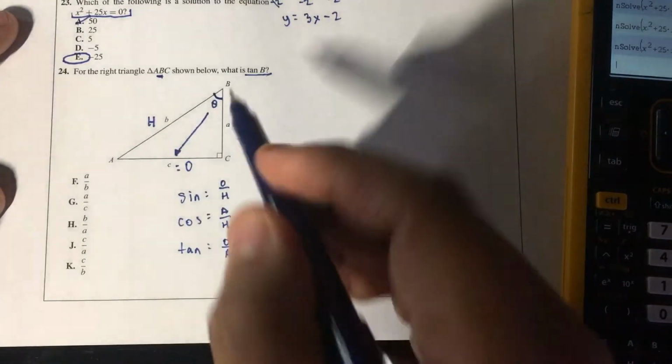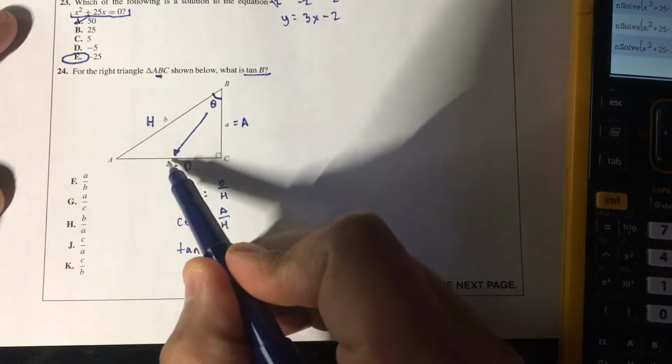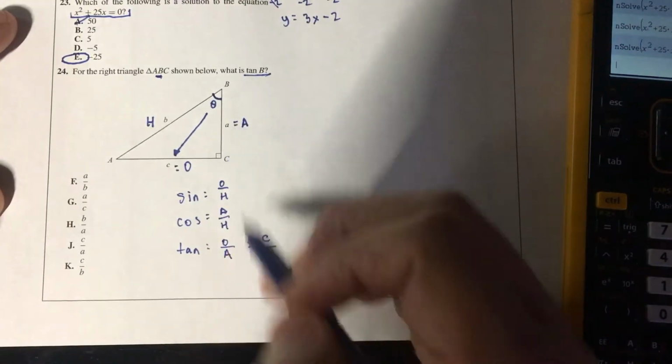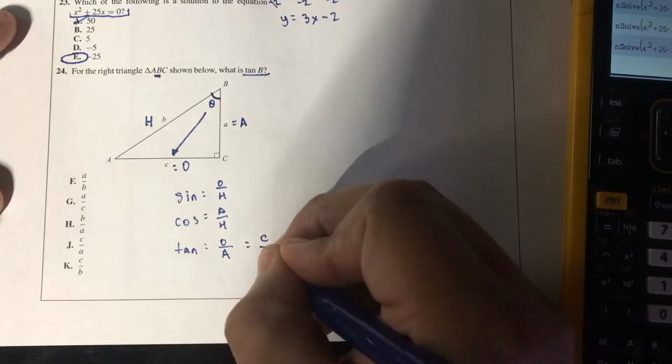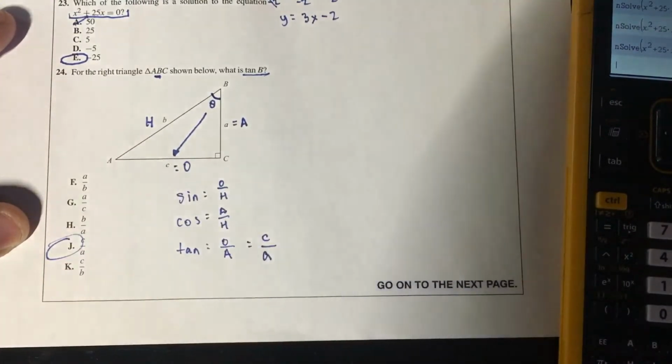So if I'm looking for tangent, opposite over adjacent, opposite here is C, adjacent is A, so C over A is the answer. C over A is answer J.